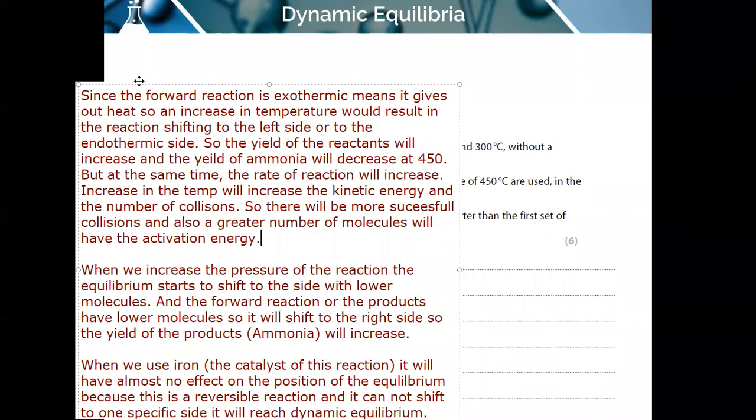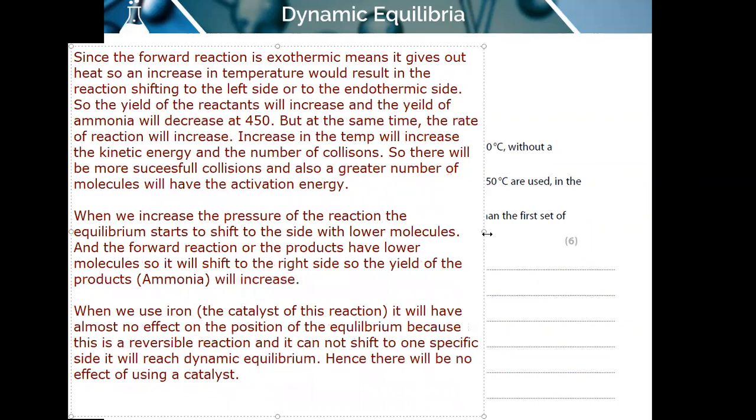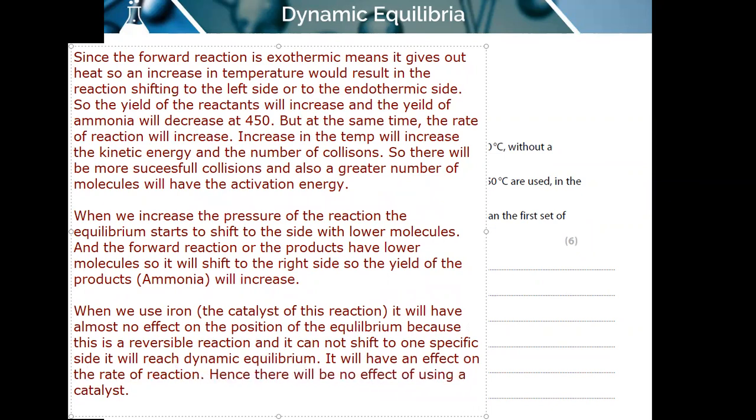Then when you've talked about the iron catalyst, again you have said that it will have no effect on the position of the equilibrium. You are completely correct. But you again missed an important point. Even though it will have no effect on the equilibrium, it will have an effect on the rate of reaction. That is why we add a catalyst. Why are we using a catalyst in the Haber process? To increase the rate of reaction.